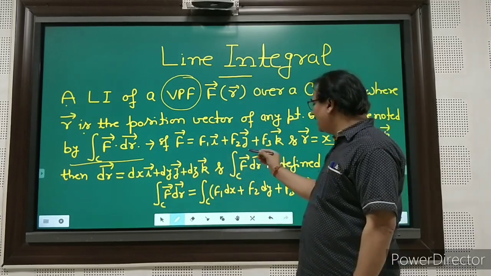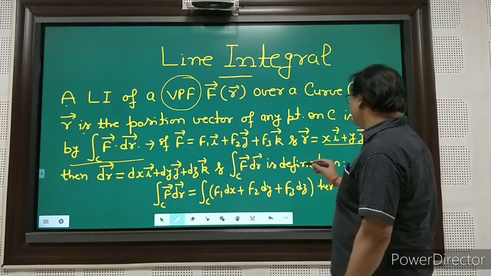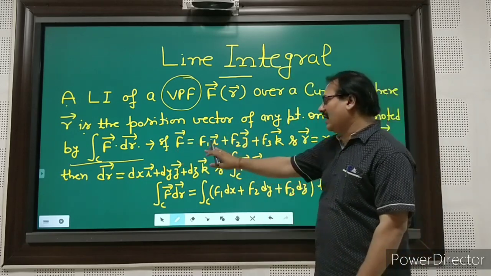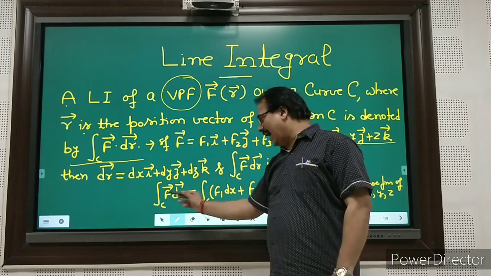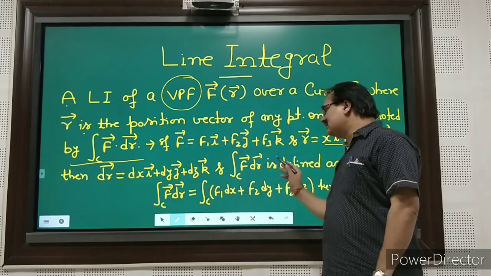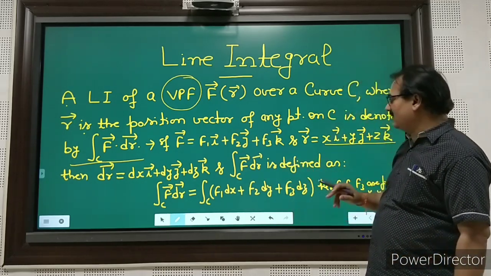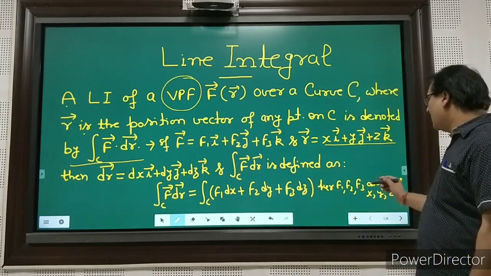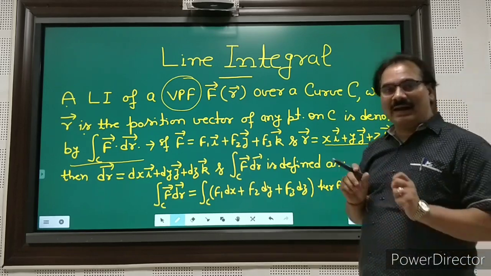Now look at this integral under the closed curve C, f dot dr. If you assume f is this, r is this, and dr is this, then very easily you can define this line integral as f dot dr equal to f1 dx plus f2 dy plus f3 dz, because i dot i is 1, j dot j is 1, and k dot k is 1. Here f1, f2, f3 are all functions of x, y and z.